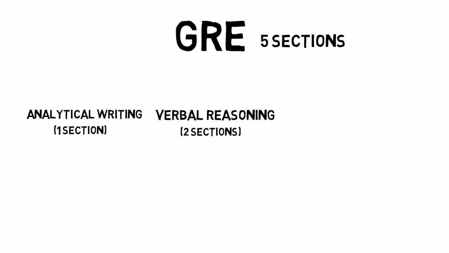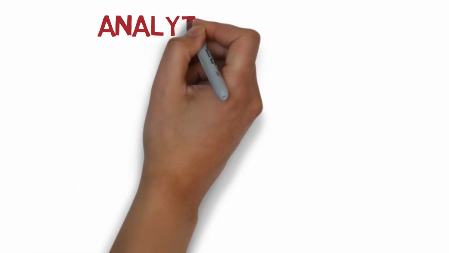The GRE exam is divided into 5 sections. Out of these, only 3 are scored. However, the test taker is not informed of the scored sections, so you will have to consider as if every question will be marked. The first section is analytical writing.